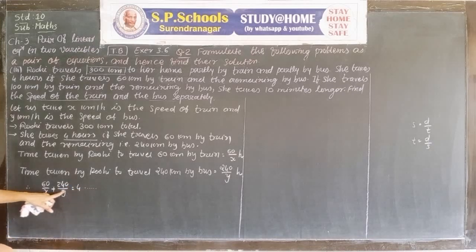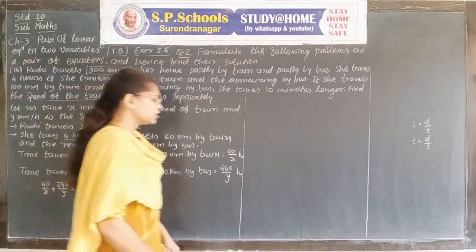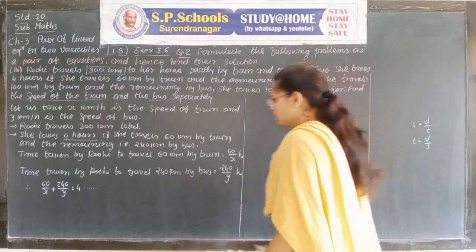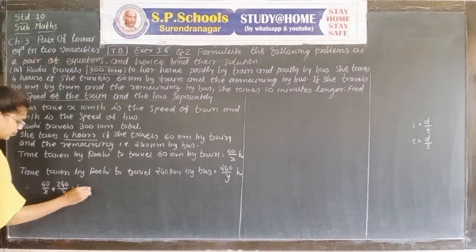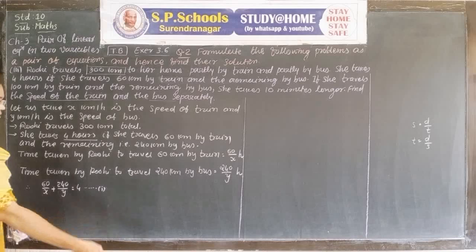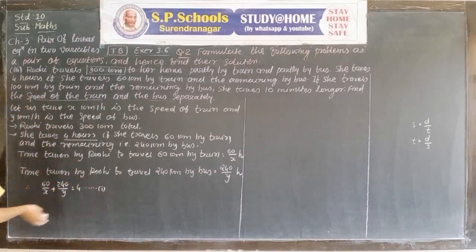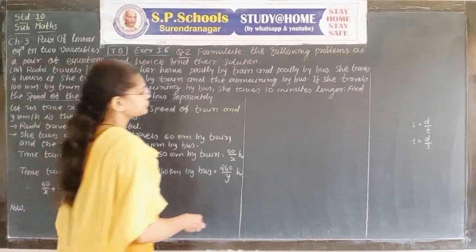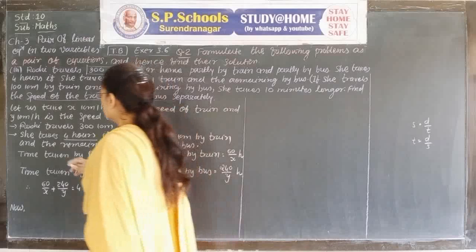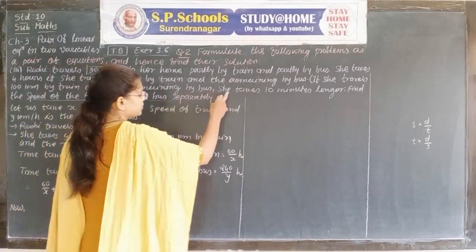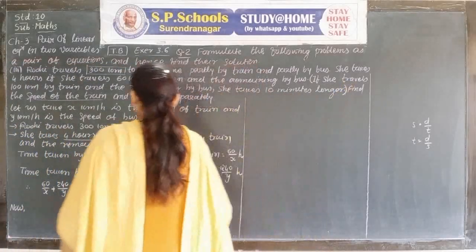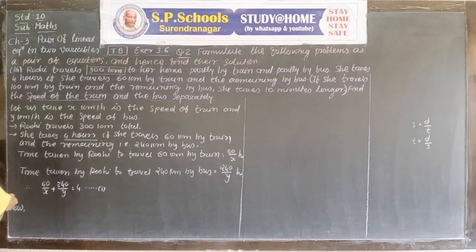See here, 4 is common. If we try to take common, then 4 common is possible. But we leave it. Take it as it is, equation 1. If we see the second equation, then we take 4 as common. We write that in the next number. Then the second condition says, now what is our second condition? If she travels 100 km by train and the remaining by bus, she takes 10 minutes longer. The second is the most important.